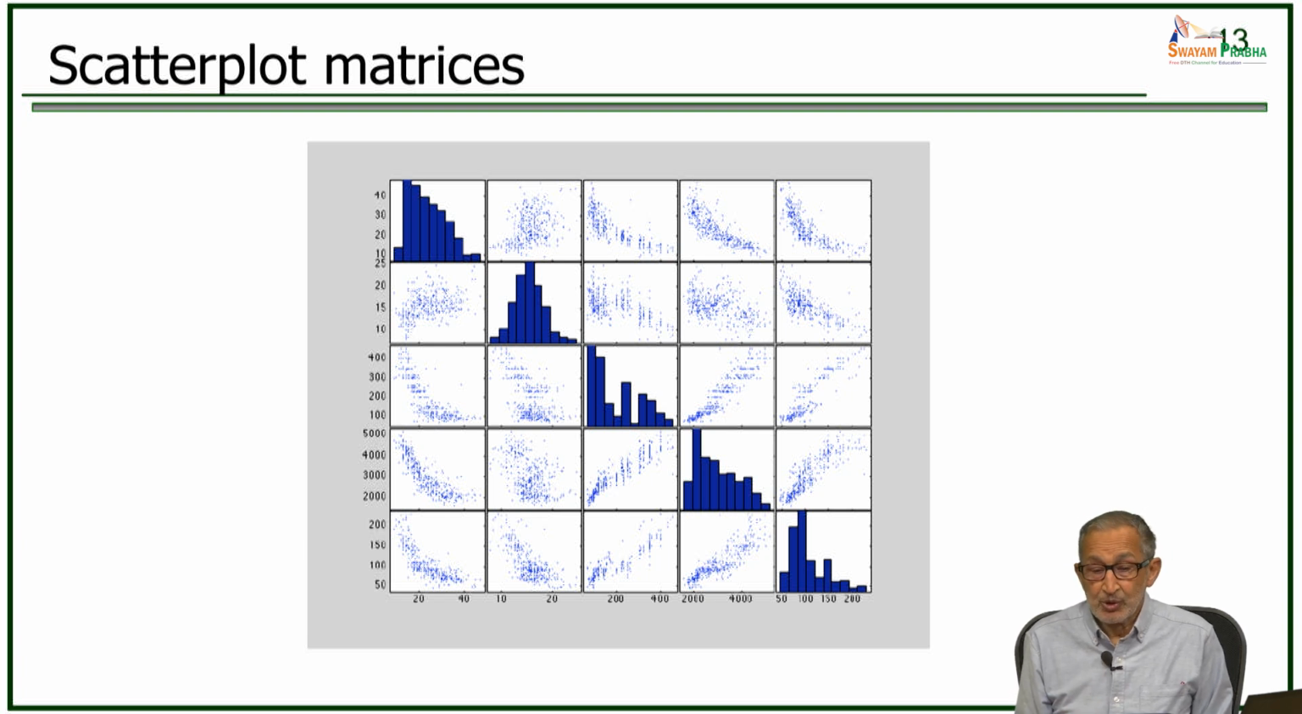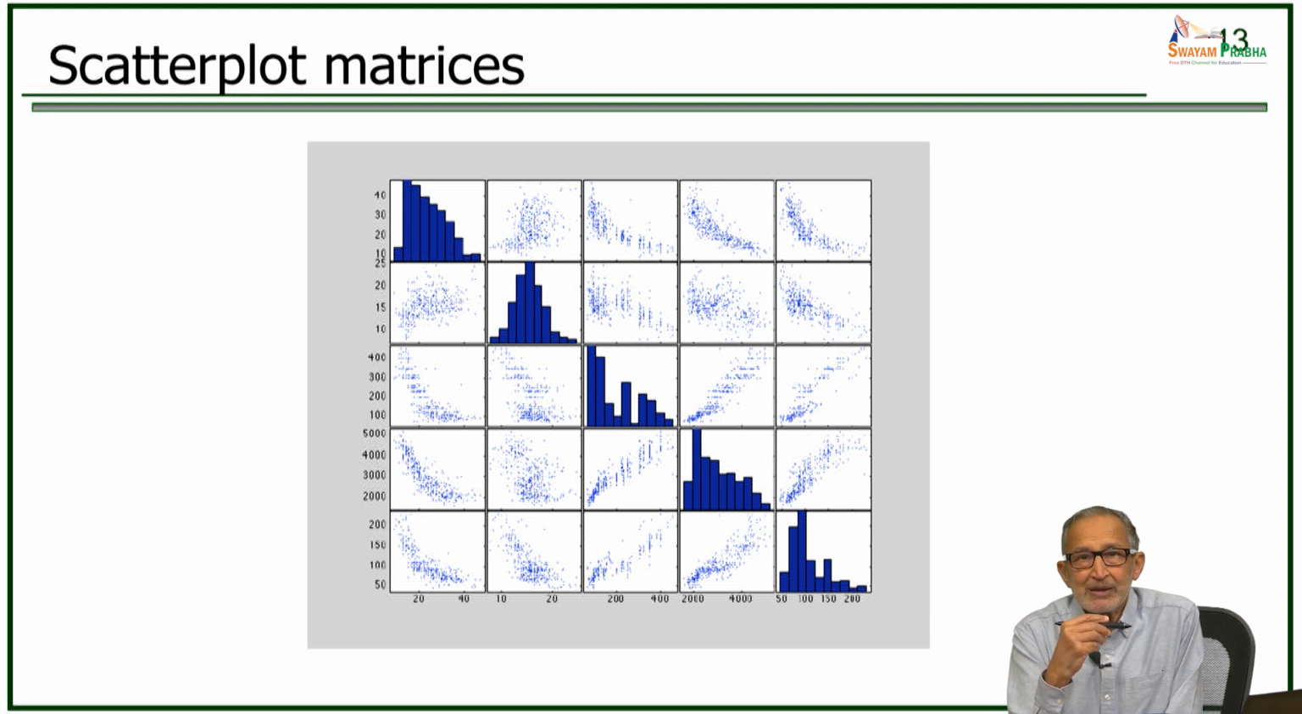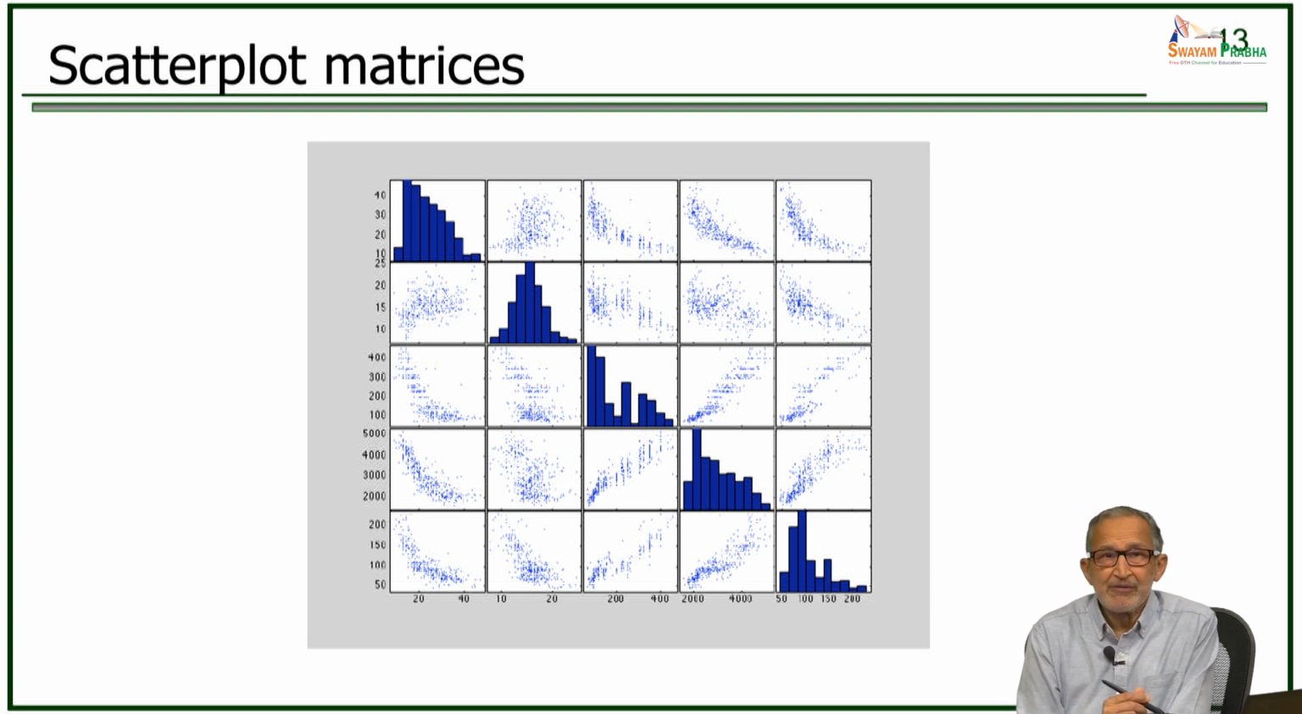Another way of looking at the data is to look at a scatter plot of the data. And I show you this plot. This is a different data set. This is another benchmark data set in MathWorks. It's the car or the automobile data set. There are 5 variables of interest, and what I show you is the scatter plot matrix that is generated for those 5 variables.